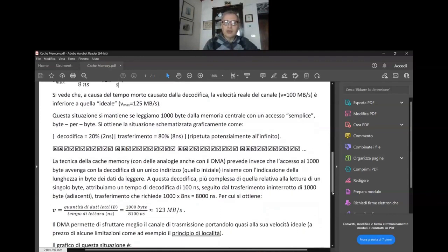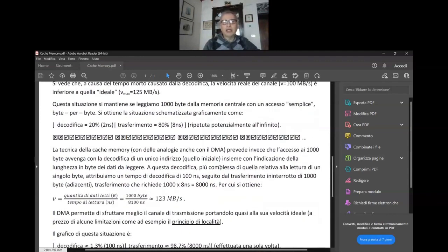So in this case, the situation is a bit different because we, for example, have a transfer that requires 8,000 nanoseconds. So that would be 8 microseconds in this case, for 1,000 bytes. We know that the actual transfer takes 8 nanoseconds per byte. And the total amount of data read is 1,000 bytes. So we have 1,000 bytes divided by 8,100 nanoseconds. Why 8,100?